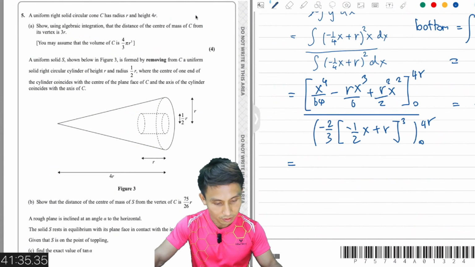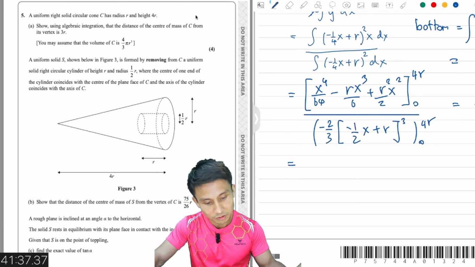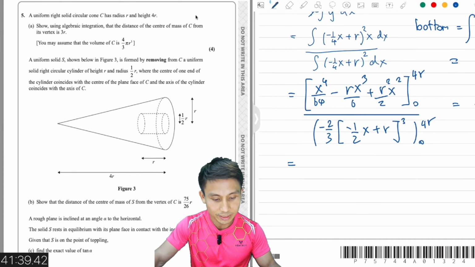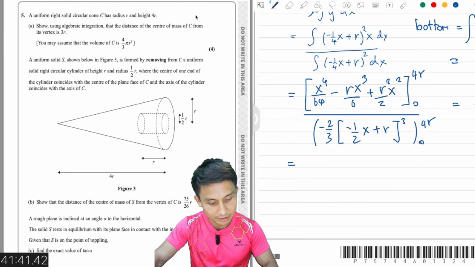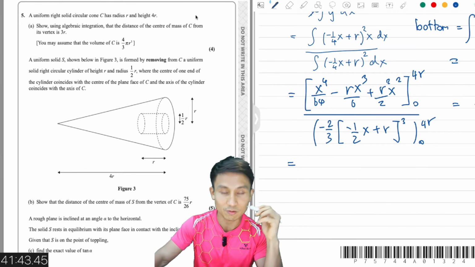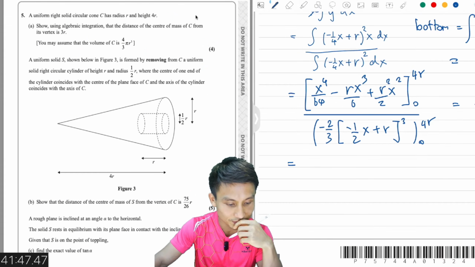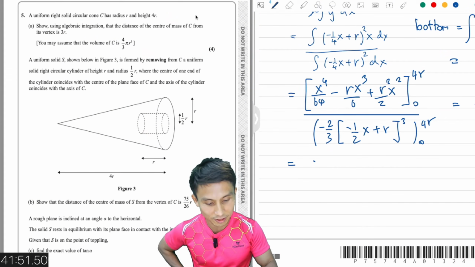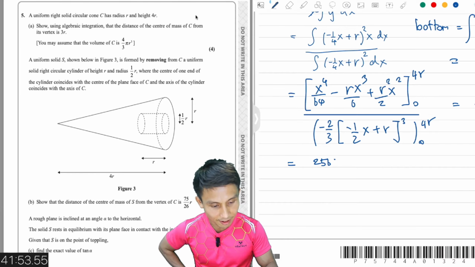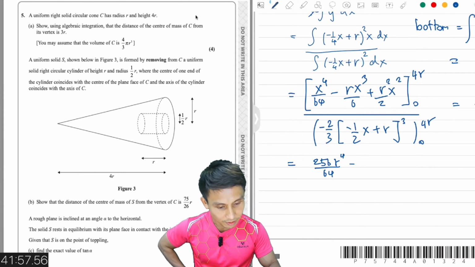Yeah. So if we sub just 4r into the expression there for the top bit, we get 60. Wait, 4 to the power of 4, what's that? It's 2 to the 8. So 4 to the power of 4 is 16 to the power of 2, right? So that's 256. r to the 4 over 64 minus, that's 64 r to the 4, right?